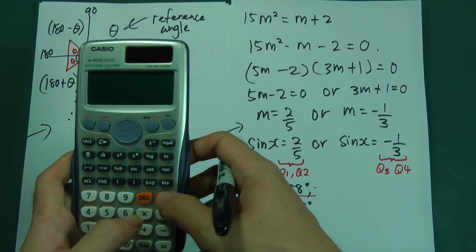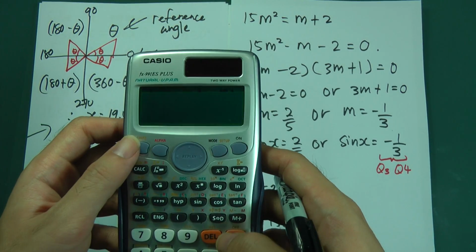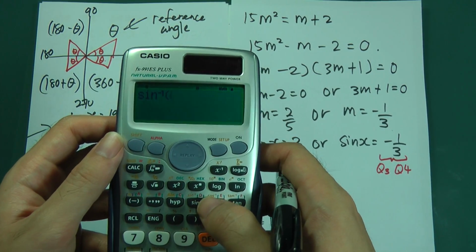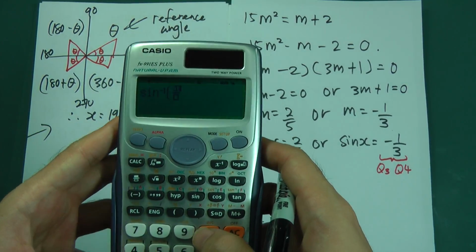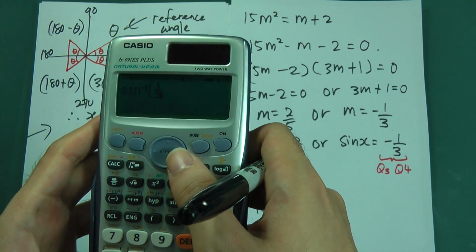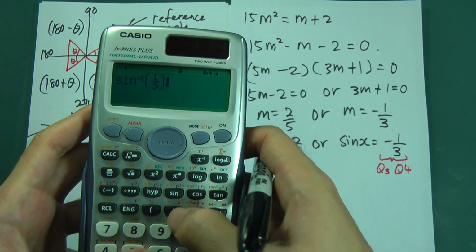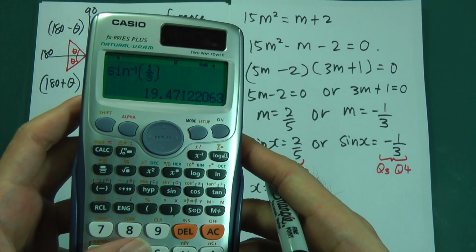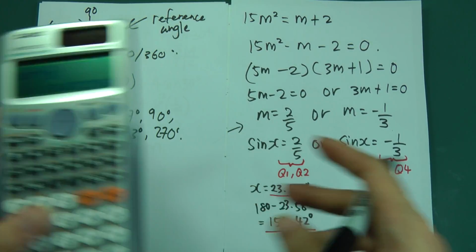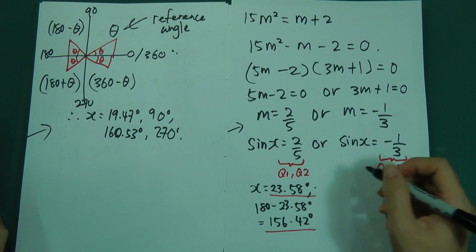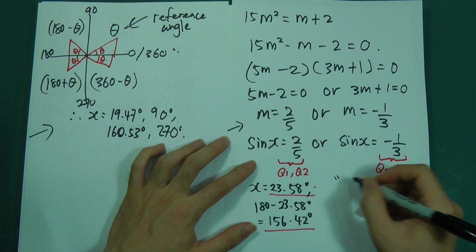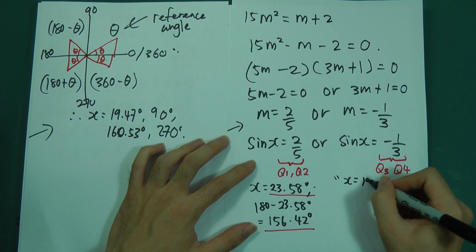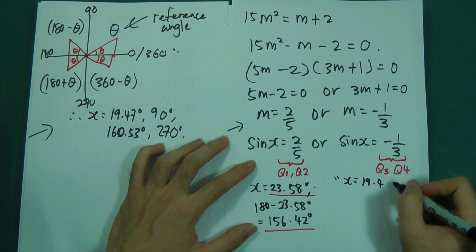Okay, so I'm going to press and show you. I'm going to press shift sine, and then this is 1 over 3. I close the bracket. Then I will get the angle is 19.47. Okay, so now over here, this one is the reference angle. X equals to 19.47.